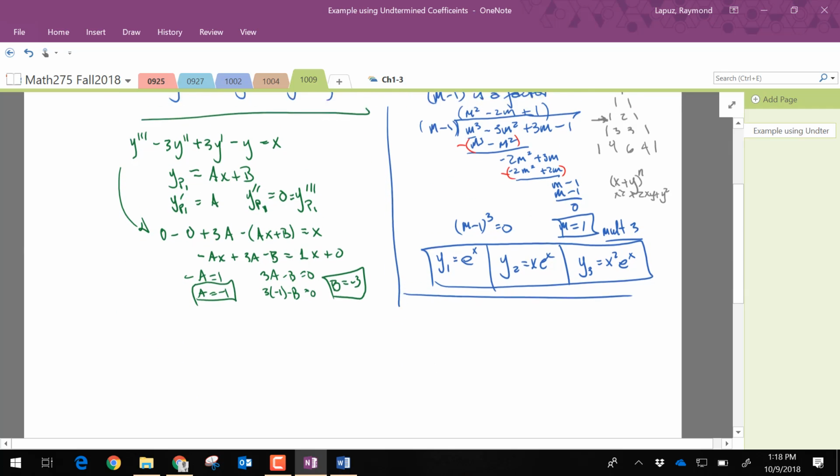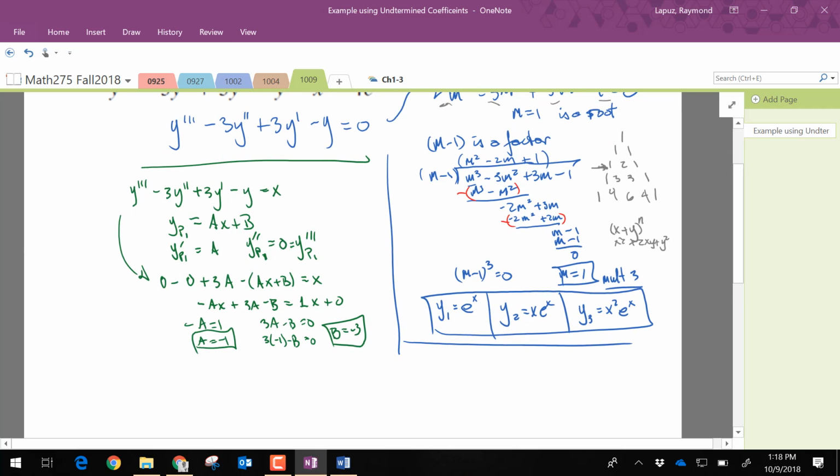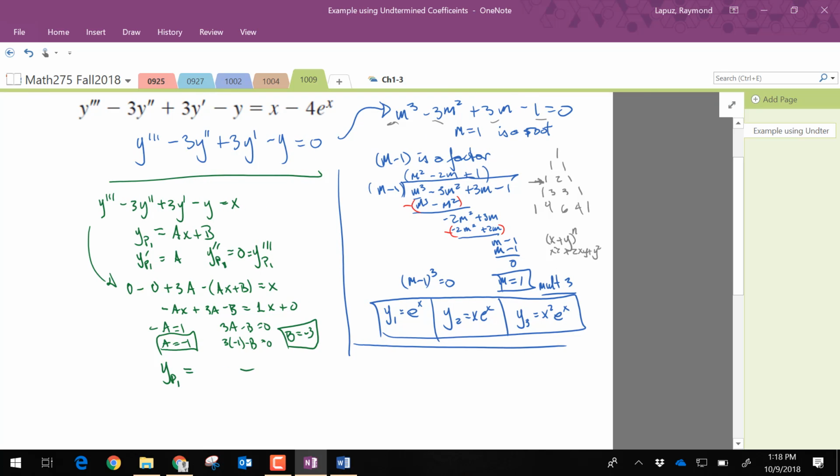So we have one of our particular solutions. Y sub p sub 1 is going to equal minus x minus 1 times x minus 3. So in the end, we'll put that as one of our solutions after we string up the x, e to the x, e to the x squared, e to the x with the constants and stuff.